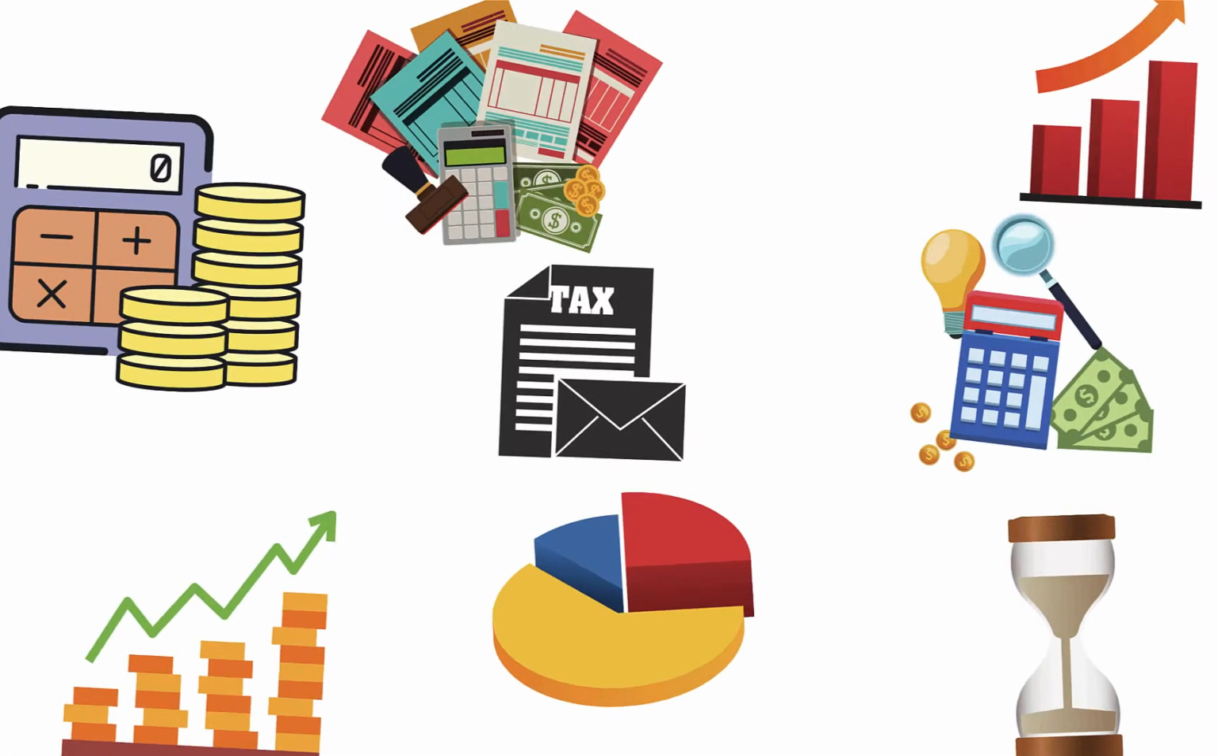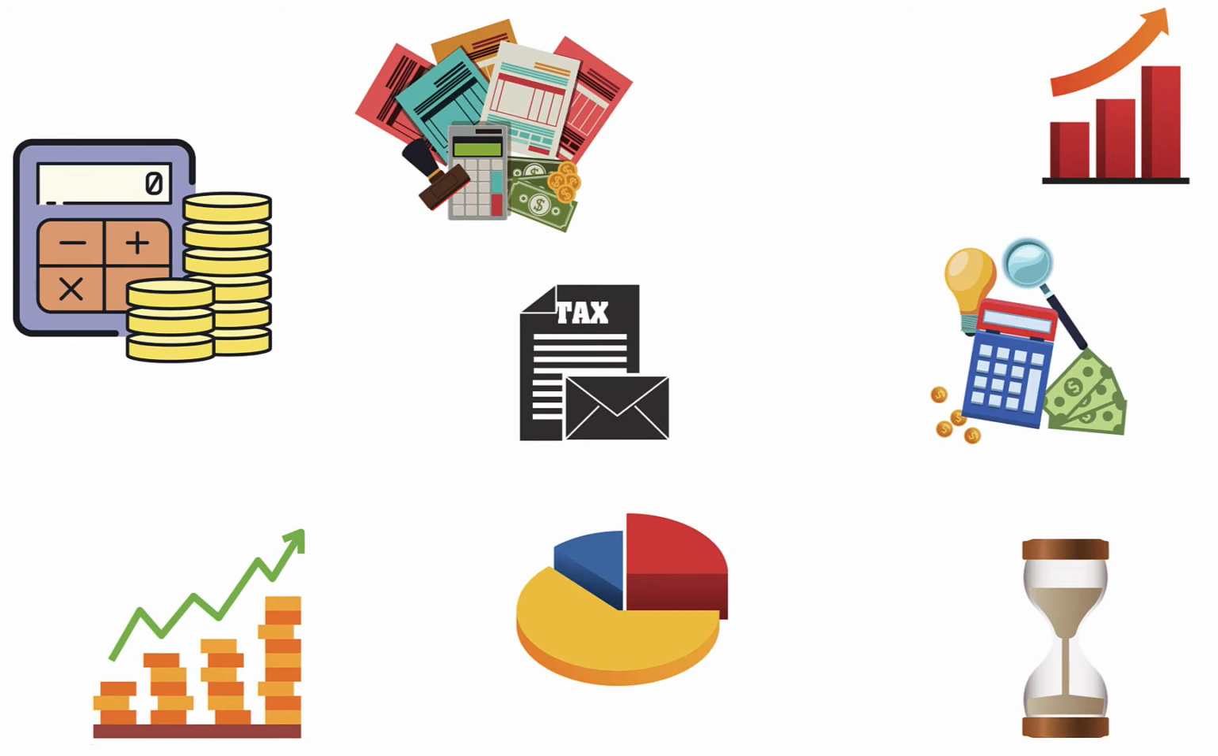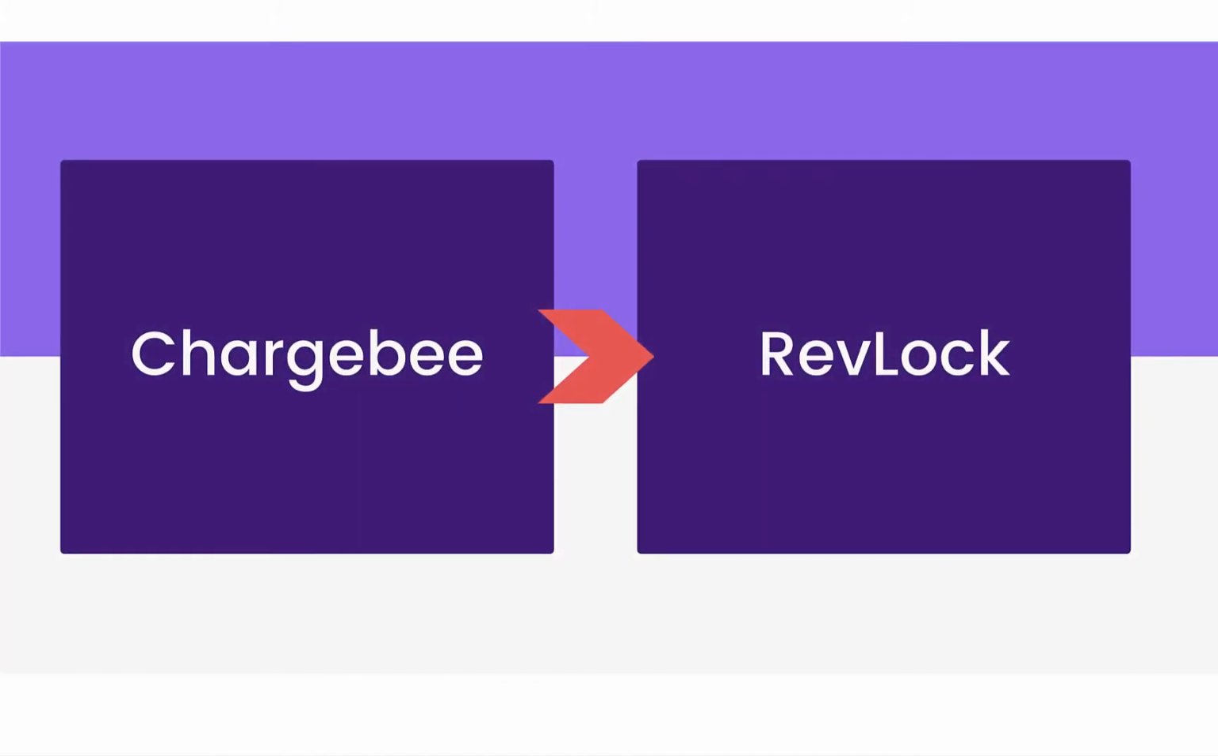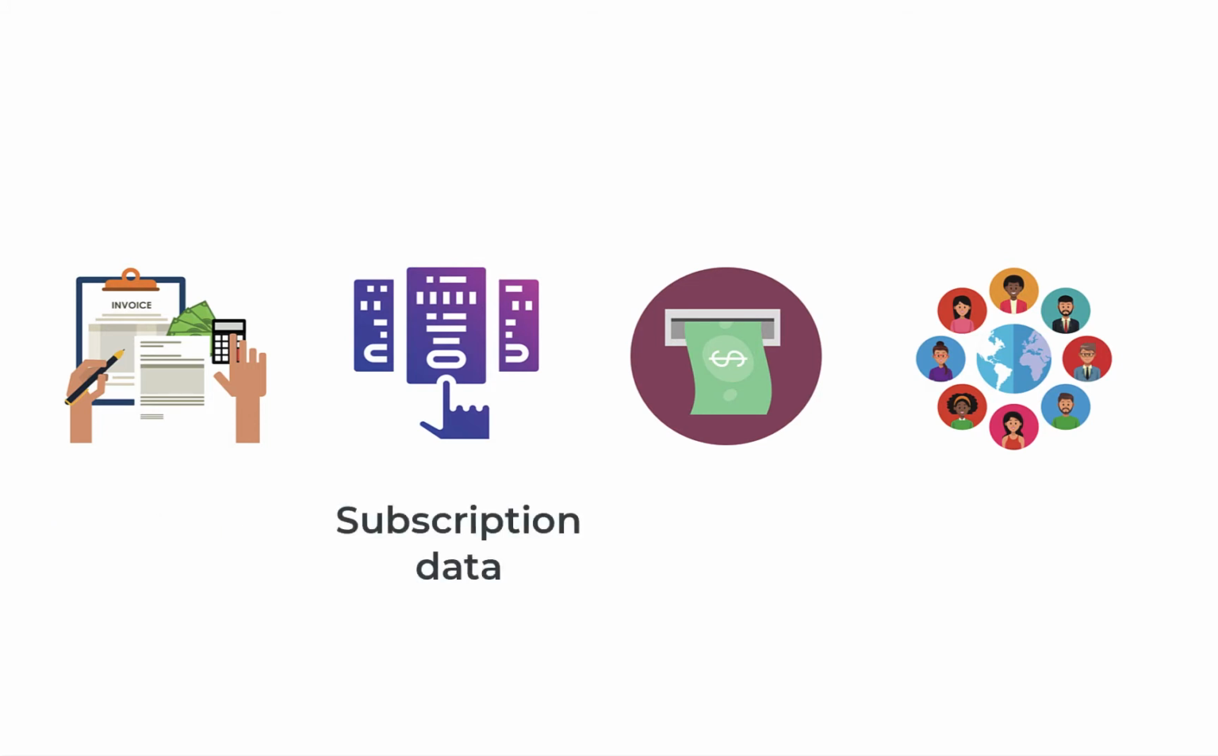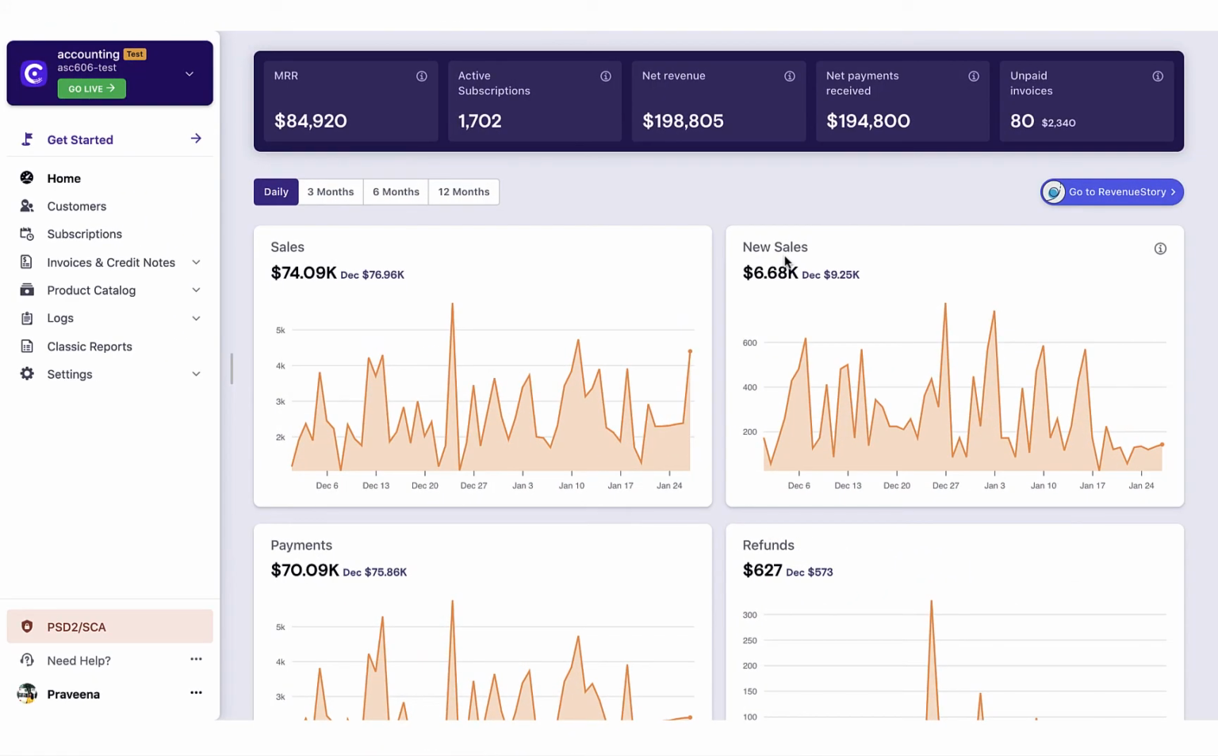In this video, we are going to learn how you can integrate your RevLock account with Chargebee to simplify your accounting process that complies with ASC 606 and IFRS 15 regulations. By integrating your Chargebee site with RevLock, you can automate the synchronization of invoices, subscription data, credit notes, customers, and so on from Chargebee to your RevLock account.